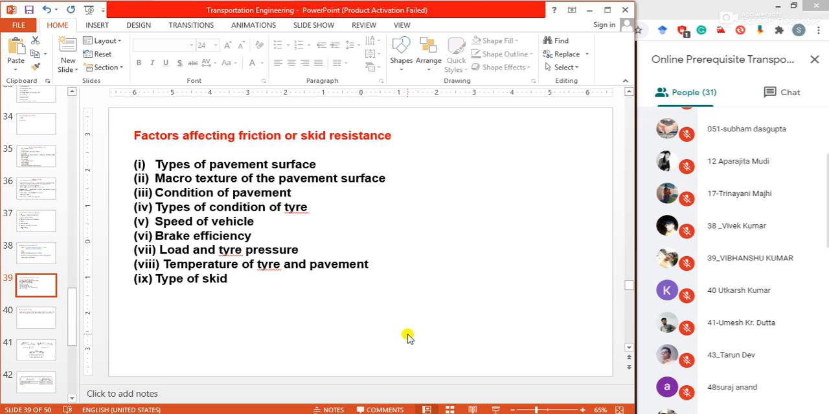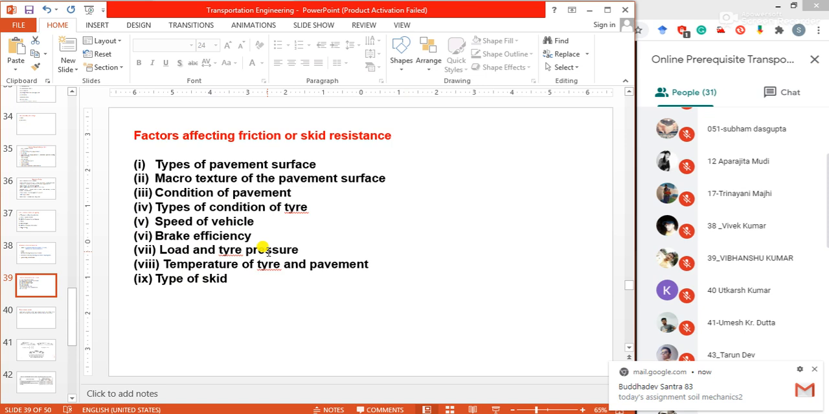Fifth is speed of vehicle. Sixth is extent of brake application or brake efficiency. Your coefficient of friction or skid resistance can be affected by the speed of the vehicle. Important: brake efficiency. Brake efficiency is application.